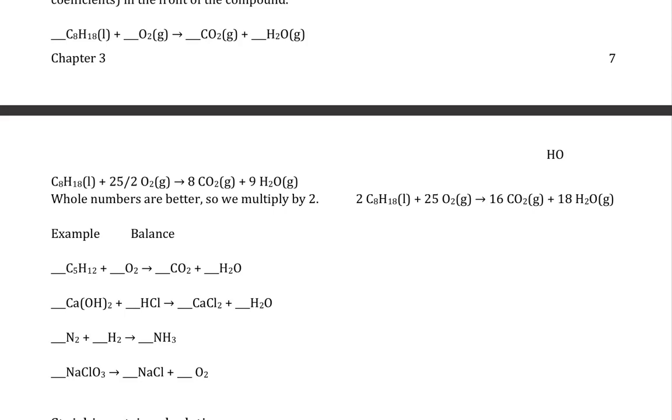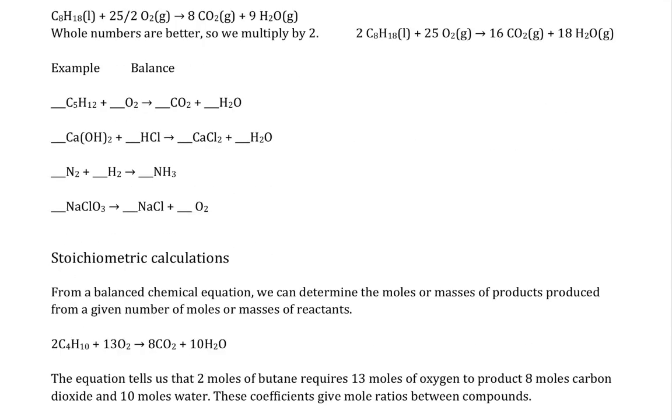But we don't like seeing a half integer as a stoichiometric coefficient, so we would multiply by 2. So we would have our fully balanced reaction, 2C8H18 liquid plus 25 O2 gas yields 16 CO2 gas plus 18 H2O gas. So here are some examples for you to balance.